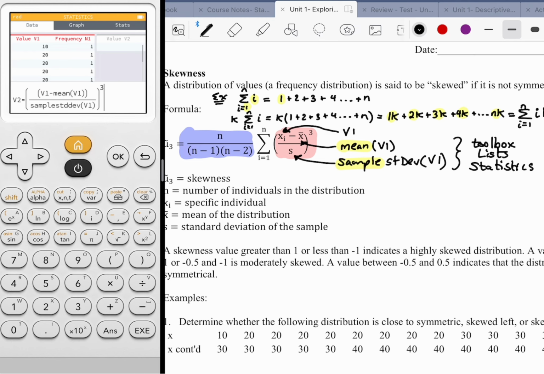Where's the exponent button? The x to the y power. It's right below the backspace. Oh, okay, that's weird. I did it and then I didn't have the cube. Is there a way I can just change my equation and re-enter the whole thing? No, you can just go to V3 and enter a formula of V2 cubed.